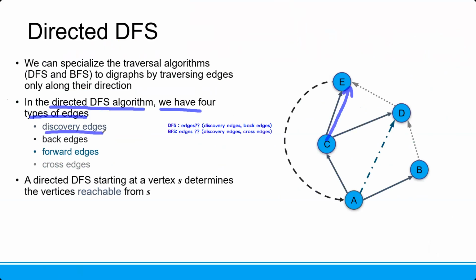The first is discovery edges. It means we discover, or this is the first time to visit the edge. We have the back edge, which returns back to another node we can visit. We can have forward edges. Forward edges means an edge that will be in the next step. And there will be cross edges. The cross edges is the same as in BFS, the node in the same level.